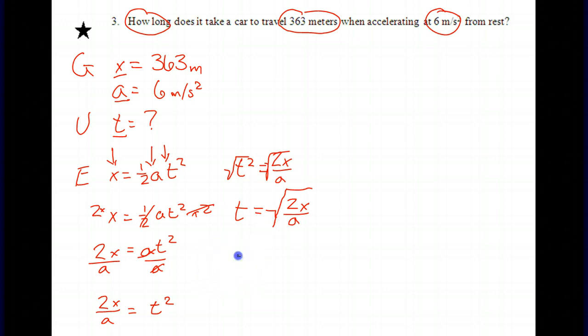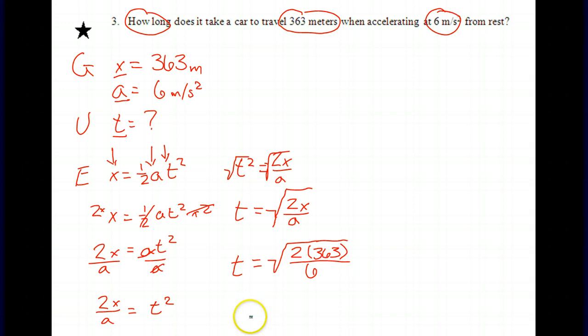So now let's plug in numbers. T is equal to the square root of 2 times your displacement, 363 meters, over the acceleration, 6 meters per second squared. Okay, so let me see, I've got to do that on my calculator. 2 times 363 gives me 726, divided by 6.